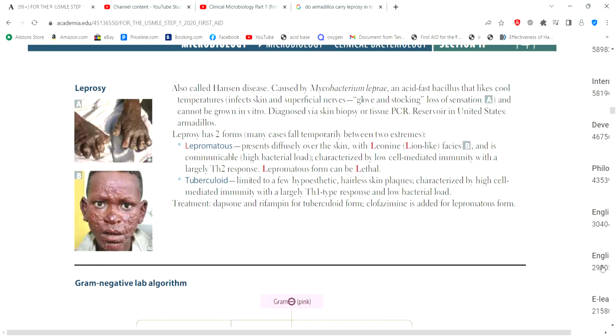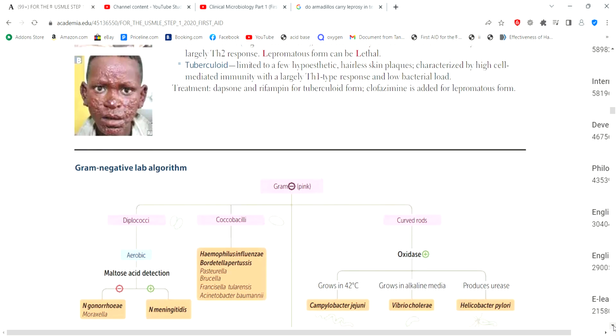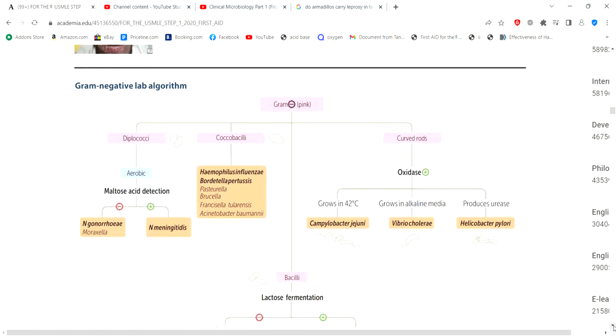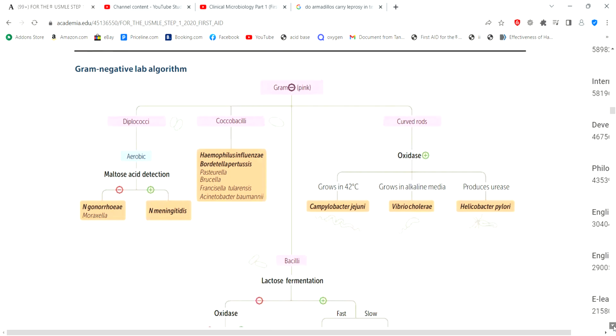Okay, so now we're done with leprosy. That concludes all the gram-positive bacteria in clinical microbiology, and we're gonna go on to the gram-negative algorithm. Yeah, we're gonna go into that in our next video. All right, see you then.